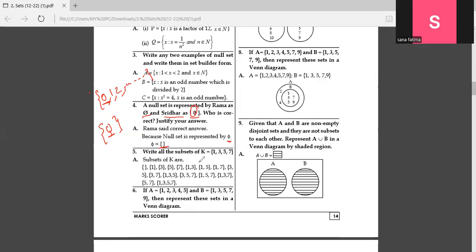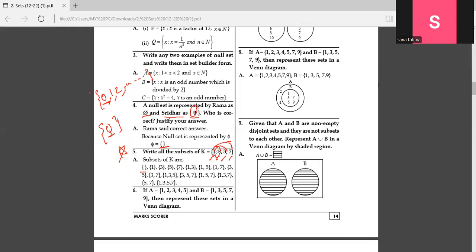Write all the subsets of K. Subset, this is an important question. How to write a subset? Let us see. Subset means, first of all, you write a null set. Then you should write 1, 3, 5, 7, one element at a time. After that, you have to write the combinations: 1, 3, 1, 5, 1, 7. And after that, you write 3, 5, 3, 7.